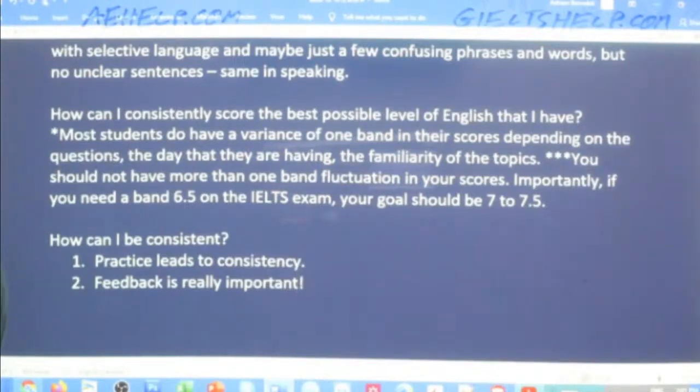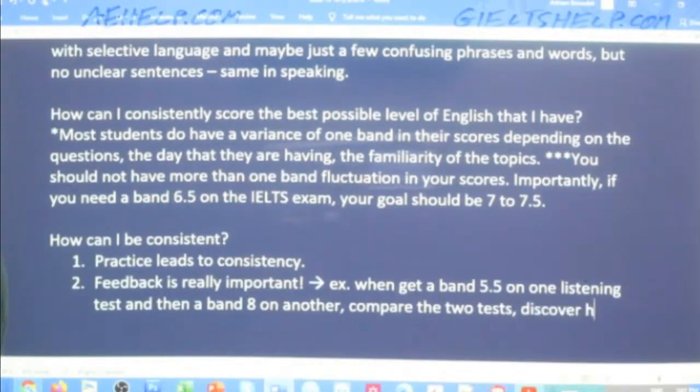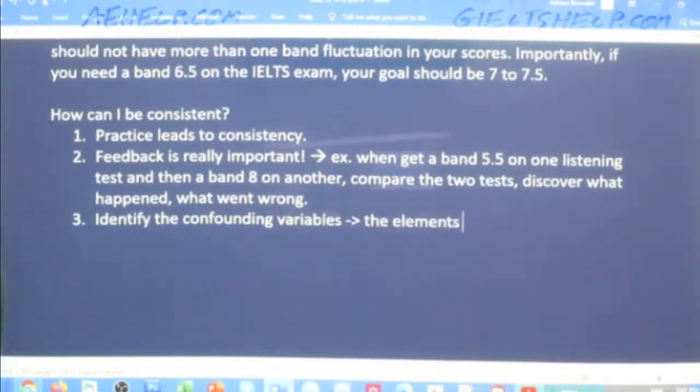So what I recommend, Carolina, is that when you get a band 5.5 on one listening test, and then a band 8 on another, compare the two tests. Discover what happened, what went wrong. What you're trying to do, if you want to learn some psychology terminology, is identify the confounding variables, the elements that lead to the score discrepancy.